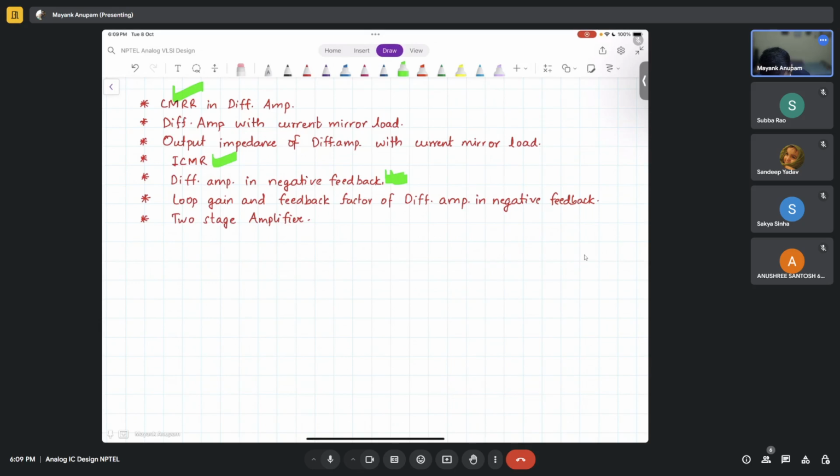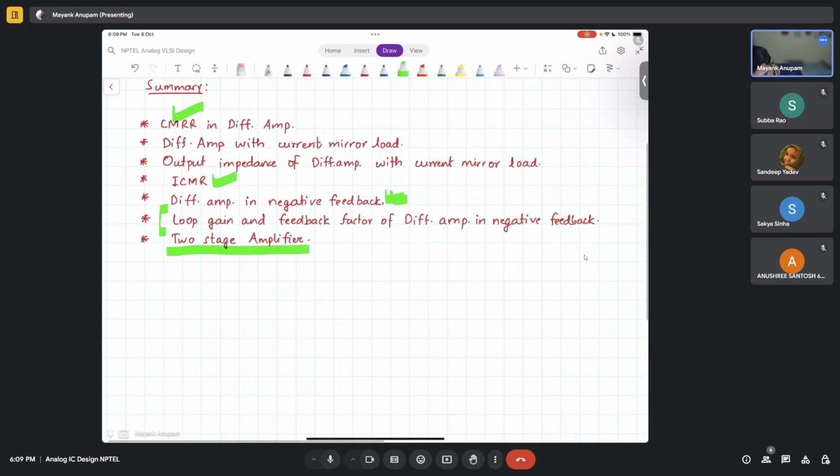So we saw differential amplifier negative feedback, and we also learned about a new thing called loop gain. What is loop gain and feedback factor? All those things we saw. After that, the discussion evolved, and we came across a new kind of amplifier called the two-stage amplifier. We saw why it is important, why it is required, and all those things.